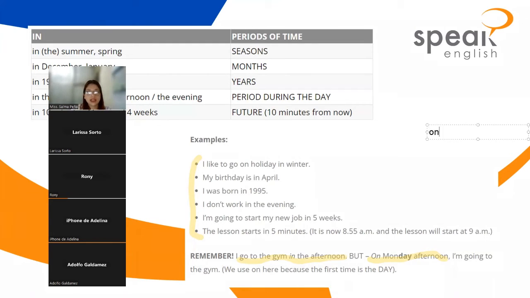If you only want to mention the day, on Monday. You say, I go to the gym on Mondays. That could be every single Monday during the month. But if you want to talk about Monday afternoon, it's the same. That would be on Monday afternoon. Why? Because you mention the day first. But if you only want to say afternoon without mentioning the day, in the afternoon. That's how you classify it, so be careful. The first thing that you mention is the most important to decide which time expression or preposition you have to use. So be careful with that, guys. Okay, that was in, on, and at.